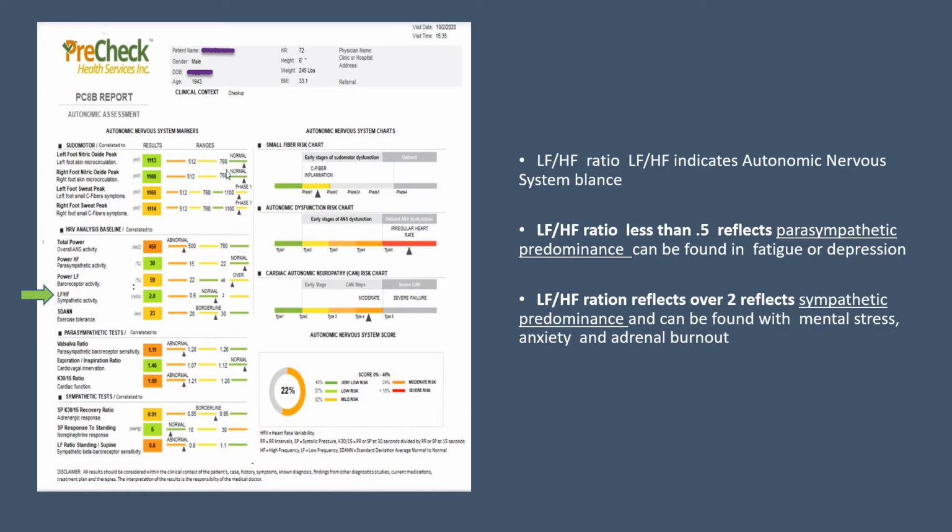Now, there's also a ratio that the device calculates. It's between low frequency and high frequency. An LF/HF ratio less than 5 suggests there is more parasympathetic dominance, which is good, but it can also be found in fatigue or depression. A high ratio means there's a lot of sympathetic predominance and can be found with mental stress, anxiety, and adrenal burnout.